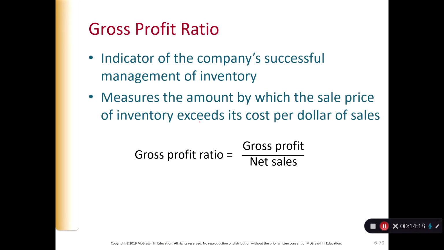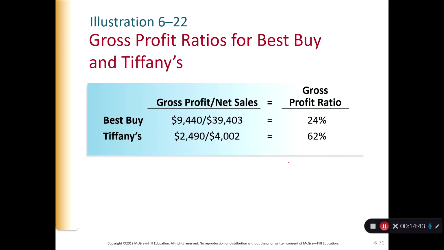And then, since we keep talking about the example, we also want to judge the company's profitability. The best indicator is the gross profit ratio. It's an indicator of the company's success in managing inventory. It measures the amount by which the sales price of inventory exceeds its cost per dollar of sales, right? We use gross profit divided by net sales. Similarly, we use the Best Buy and Tiffany example. For Best Buy, the gross profit ratio is 24%.